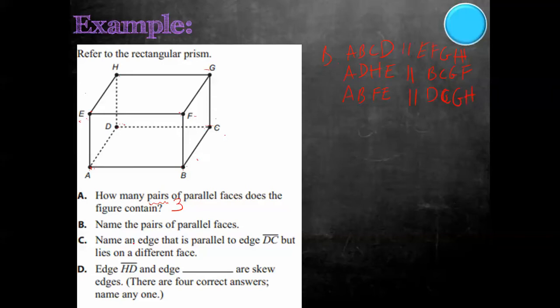Now C says name an edge that is parallel to edge DC but lies on a different face. Here we have DC. Now we know that AB is parallel, but it lies on that same face. They both are contained in this plane. So we have to pick something else. We can't pick HG because they share this plane right here. So a line that is parallel to DC but lies on a different face would be EF.